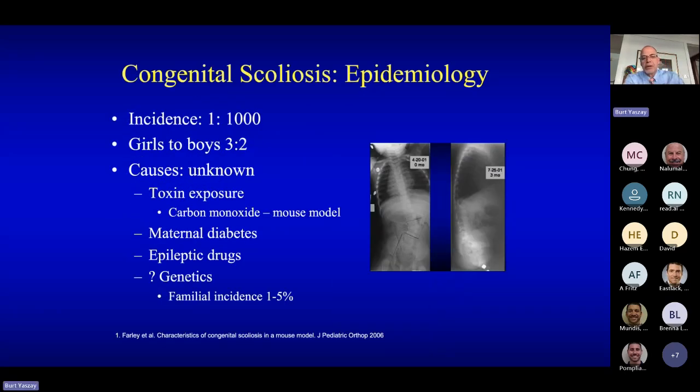In terms of congenital scoliosis overall, the incidence is about 1 in 1,000. Interestingly enough, girls are still more common than boys. And the causes are pretty various in terms of certain insults that can happen to the fetus. There are some genetic incidences with some familial incidences of 1 to 5%, but I would say within the majority of the population, I have yet to encounter a familial congenital scoliosis that I was aware of.